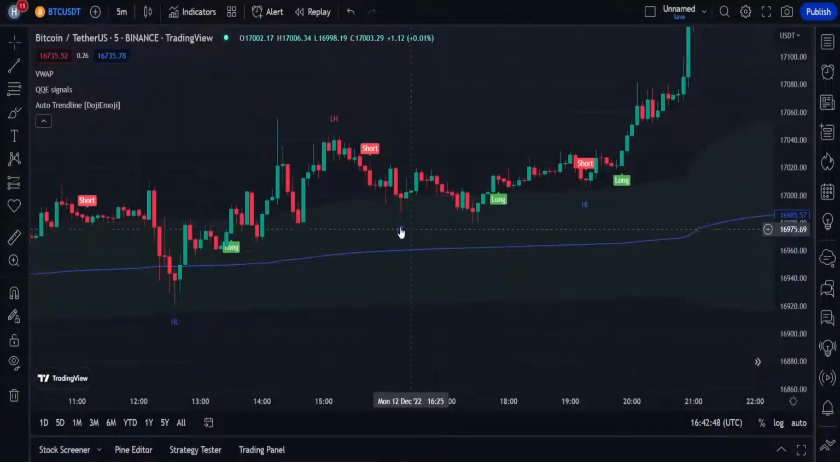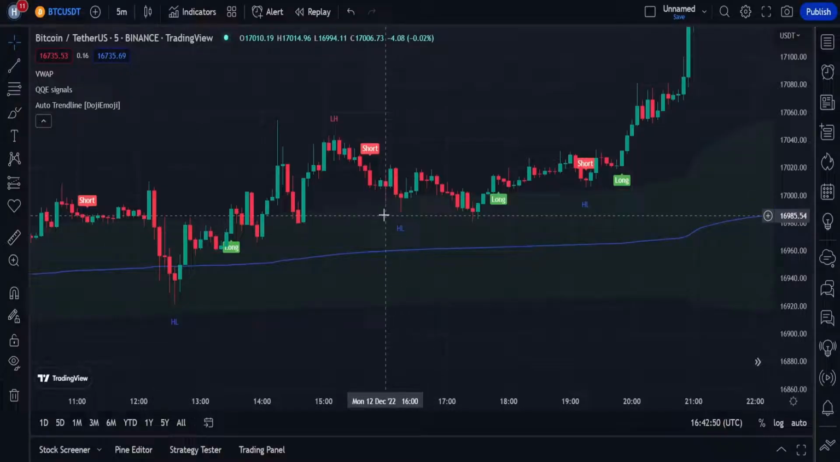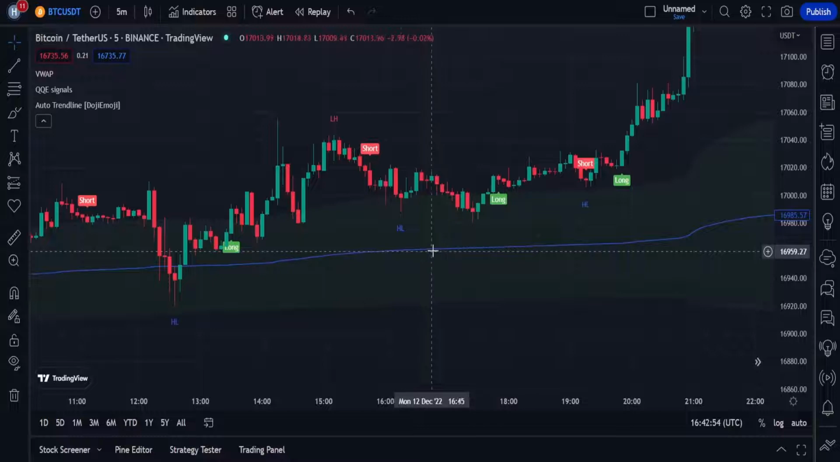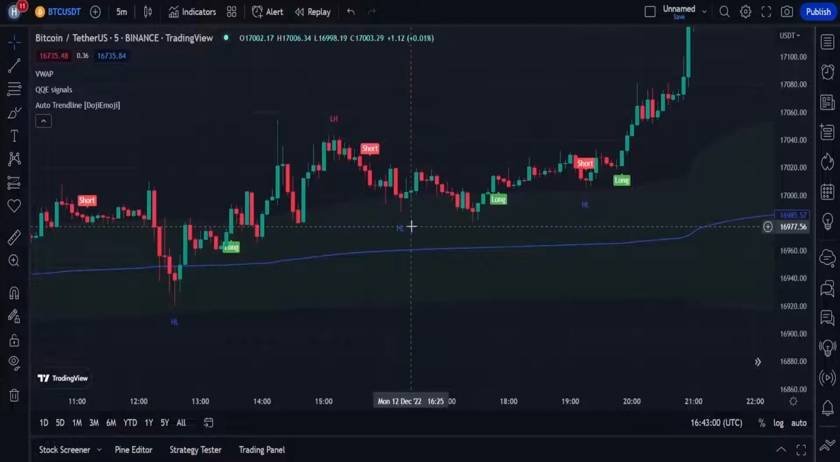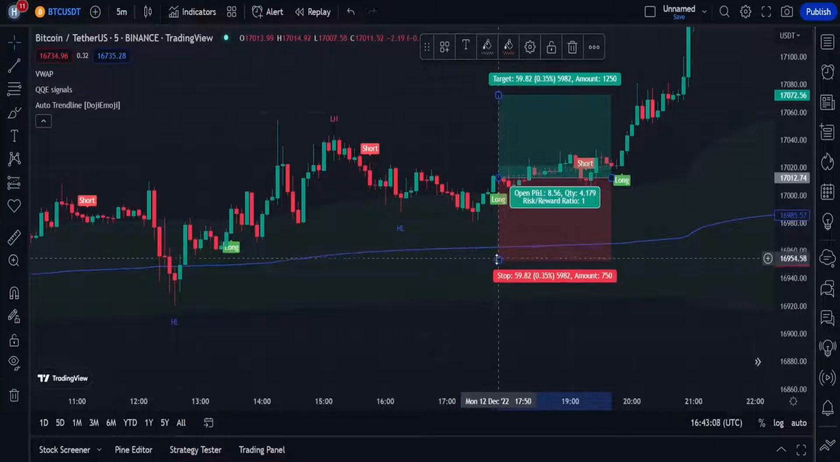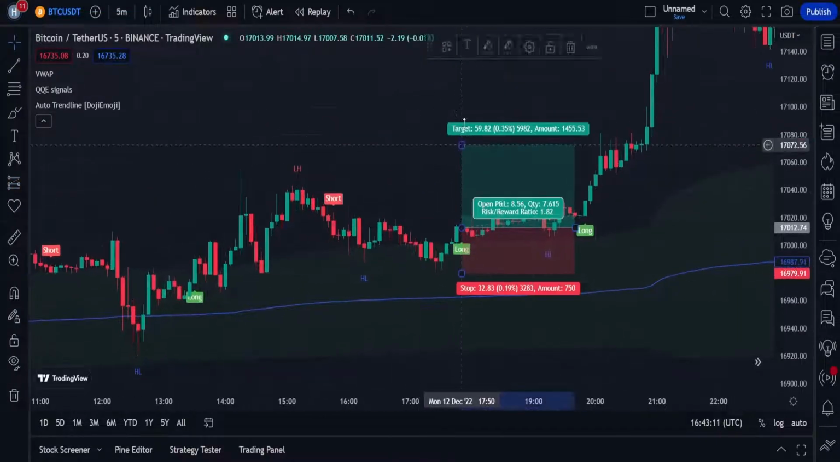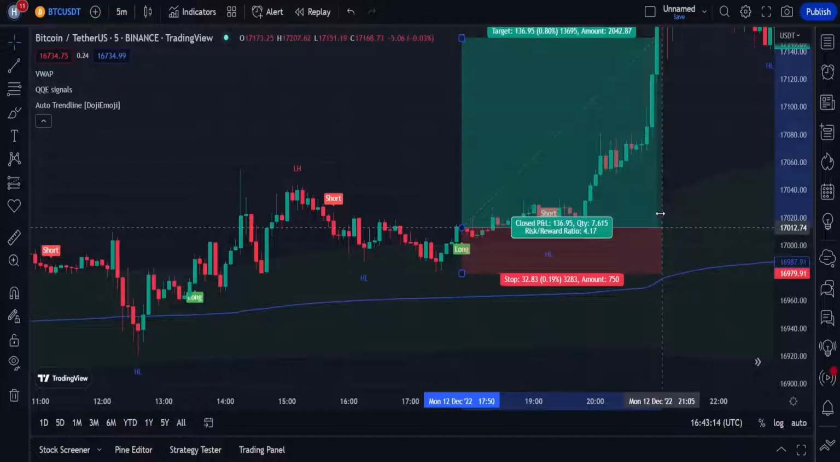So here's a good buy example. We can see the market is moving above the VWAP. The line is pointing upwards, and we had a pullback into the VWAP, and after the pullback, the QQE issued a buy signal. And the price action is making higher lows. So we'll enter the trade here, and set our stop loss right here. And this would have been an amazing profitable buy trade.